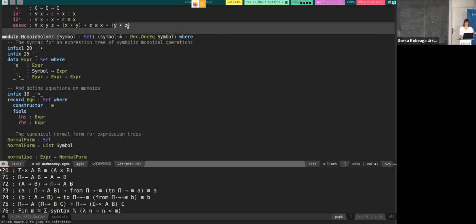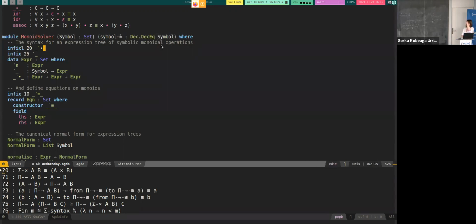In this case, I'm going to take two arguments. One is a set of symbols. So I'm going to take a type that I call symbol as an argument, and this is the type to use as symbols in an equation. And then the second parameter is a requirement on this set, and it is to say that this set of symbols must have decidable equality. So given any two of these symbols, I must be able to decide whether they are equal or not. So those are the two requirements for this to work.